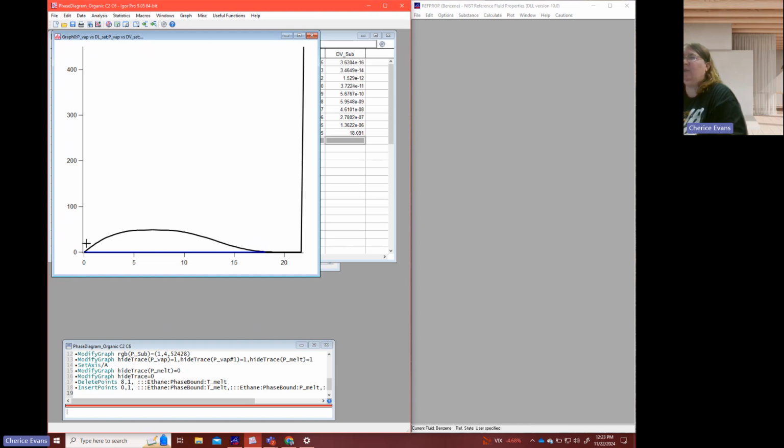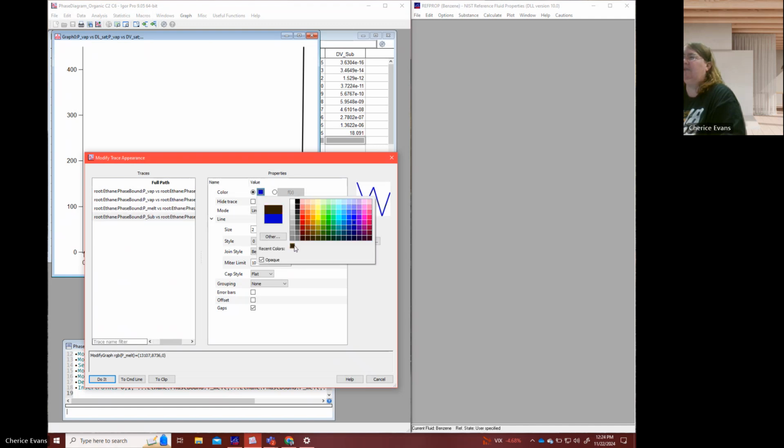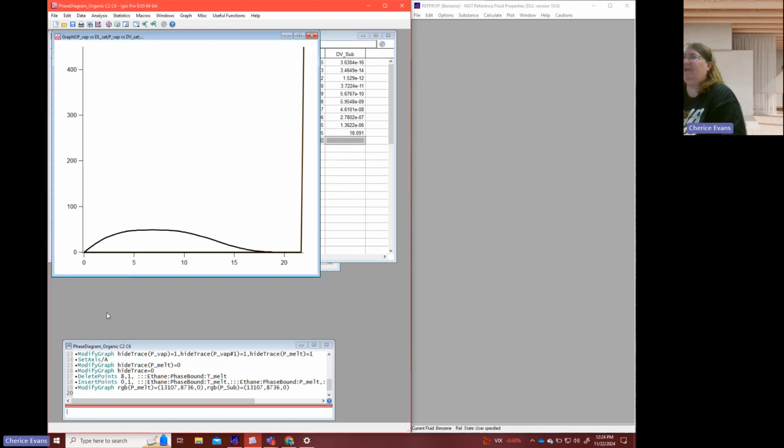If I were to zoom up really, really close at really low pressures, I would see that down there. And I think I will leave the sublimation and the solid at, what color do I want? Let's put them in brown. A good solid color.